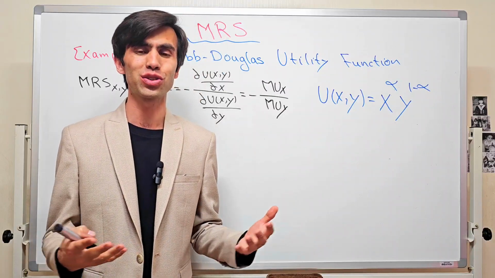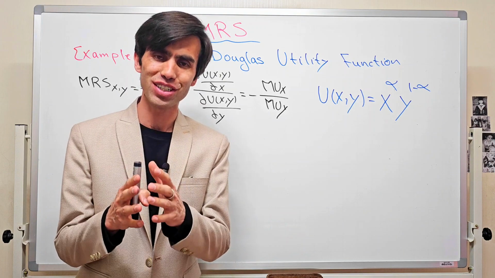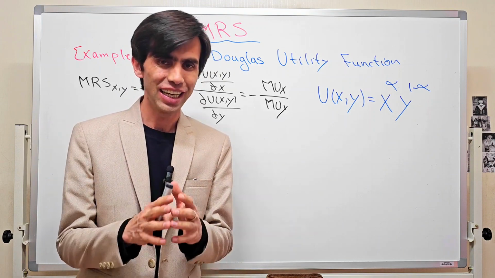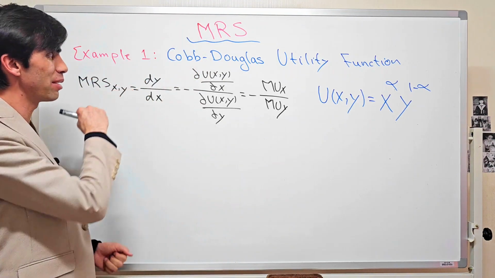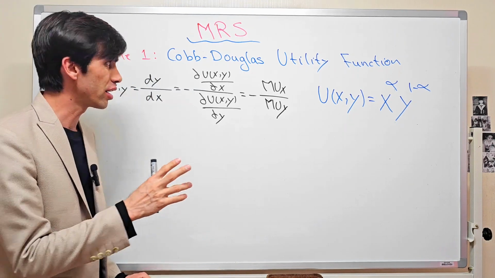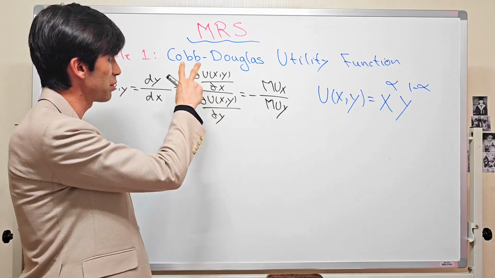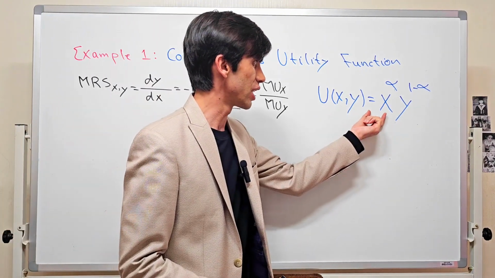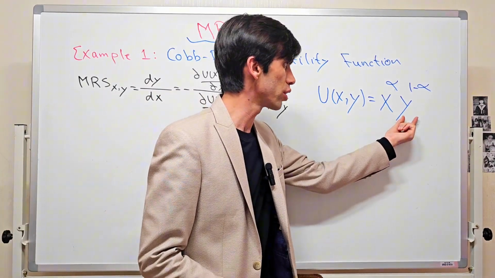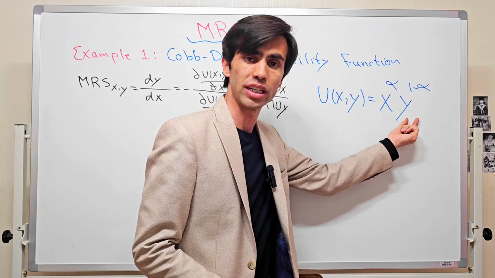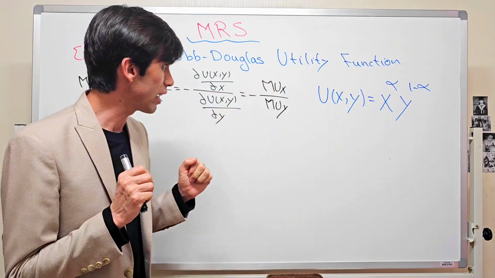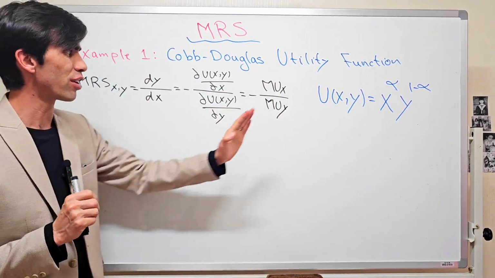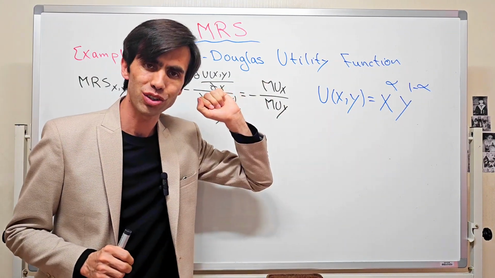Now let's start solving examples related to the marginal rate of substitution. Let's start from example number 1, where we are going to find the marginal rate of substitution for a typical Cobb-Douglas utility function, U(x,y) = x^alpha * y^(1 minus alpha). Now let's find the marginal rate of substitution for this utility function.